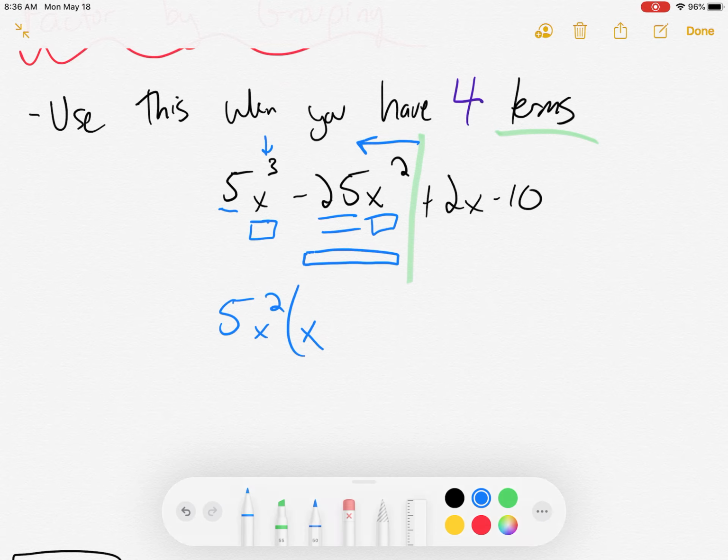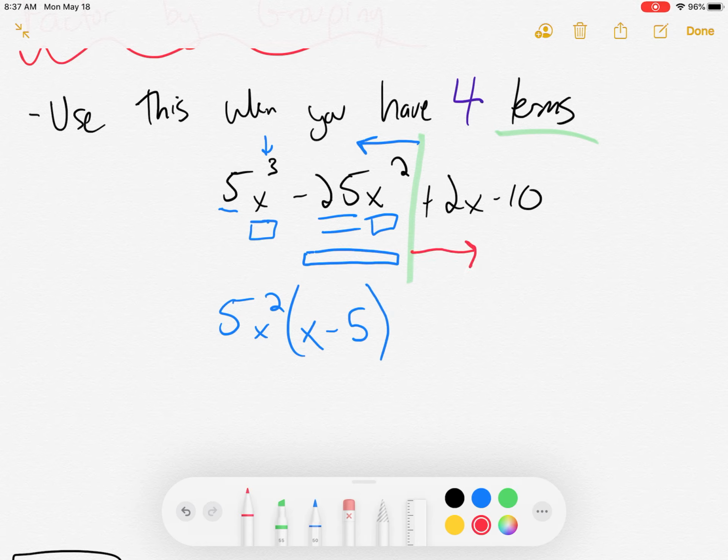Now I'm going to factor this term, the one that I just underlined. Negative 25 divided by 5 is minus 5. Now x squared divided by x squared, so I did this divided by this, they cancel each other out, so I don't have to write anything. So I have 5x times x minus 5.